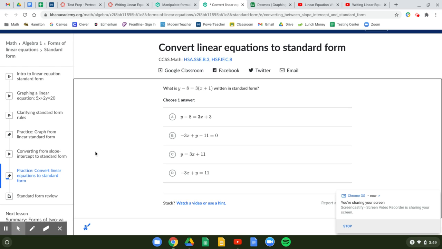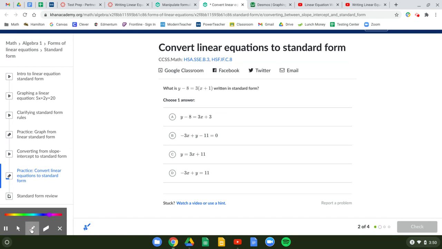Welcome back, everybody. So this chapter, or this section, is going to be about getting things into standard form. So we're working with moving around equations to make them look a certain way. And standard form is a way of writing linear equations where x and y are on the same side.